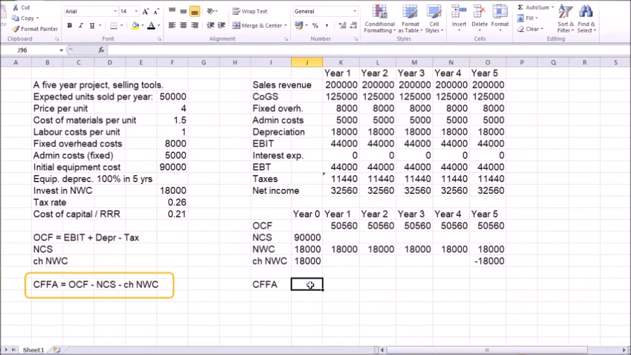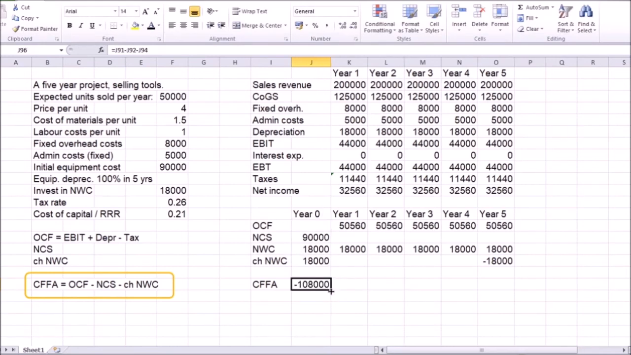And lastly then, cash flow from assets is going to be equal to operating cash flow minus net capital spending and minus changes to net working capital. Initially, of course, I need to buy the equipment and inject net working capital into the business. That's a starting cost of 108,000 in year 1. That all makes sense. And copying that formula for the rest of the years gives me cash flow from assets for all of the project's life, which I can actually now insert into the calculation of NPV and the internal rate of return.